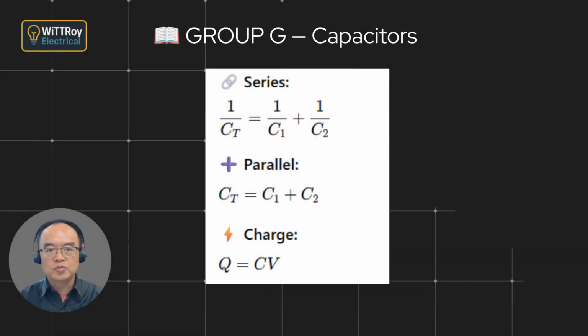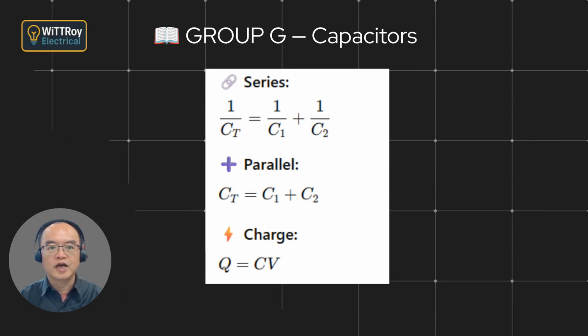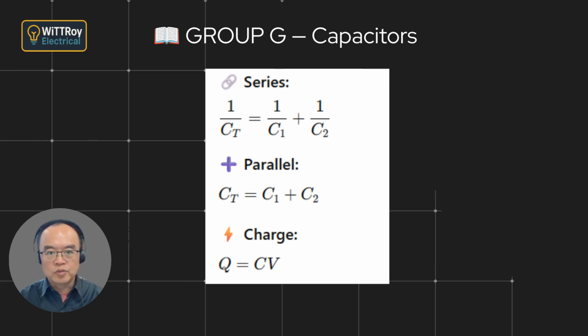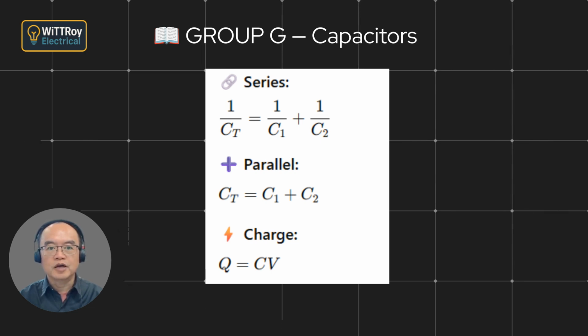Now we are starting Group G, which is all about capacitors. These formulas help us calculate total capacitance in series and parallel, and the charge stored on a capacitor. Let's go through the formulas. Now we go to the first capacitor formula. The formula is 1 over Ct equals 1 over C1 plus 1 over C2. This formula calculates total capacitance for capacitors connected in series.